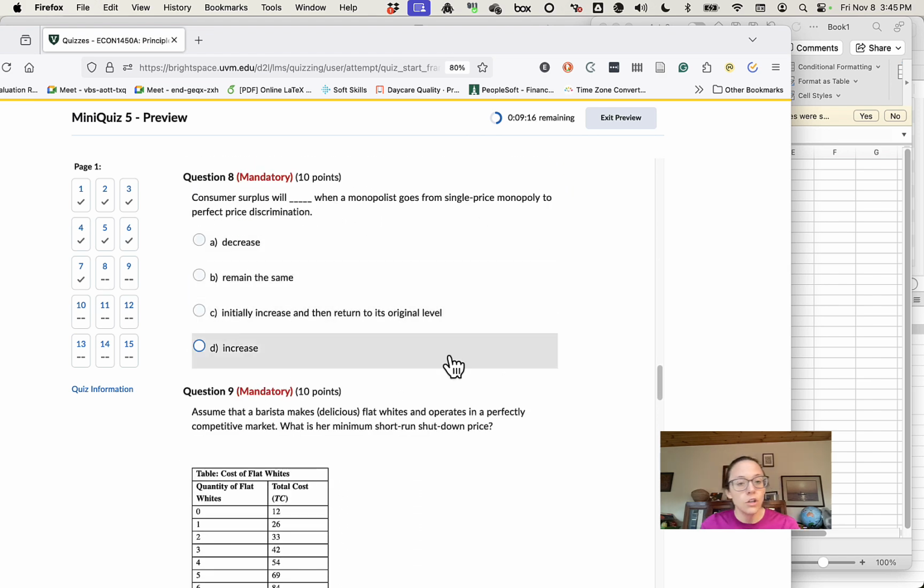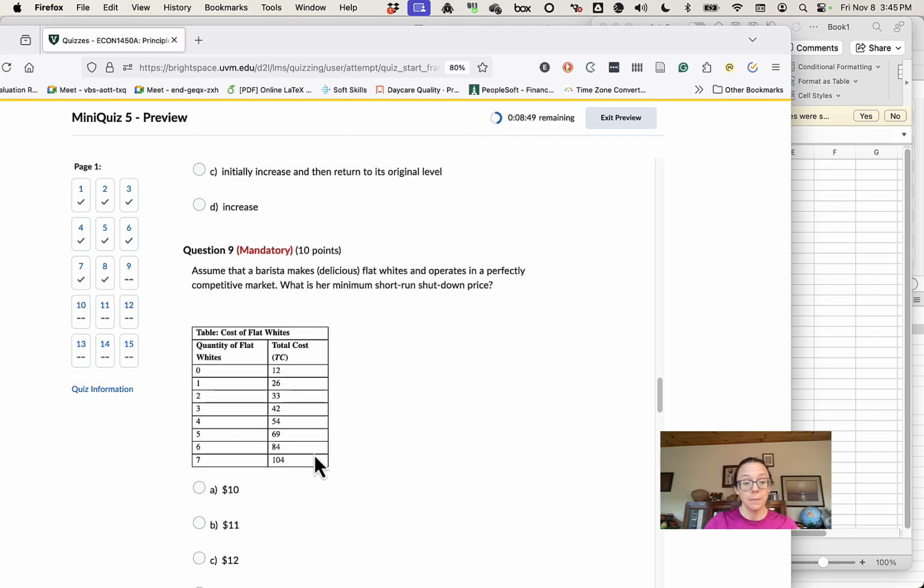Our next question looks at what happens when a monopolist goes from a single price monopoly to perfect price discrimination. And as we talked about in class, what that means is that the monopolist is able to charge each consumer their willingness to pay. And therefore, consumer surplus, which is that difference between the price and the demand curve, the price now reflects their willingness to pay, so there's no consumer surplus. So it will certainly decrease. And in fact, if it's perfect price discrimination, it will actually be zero.